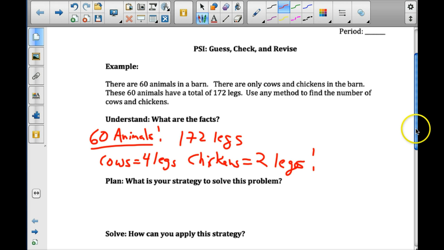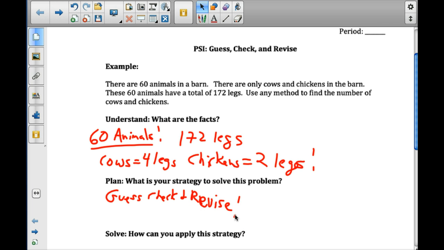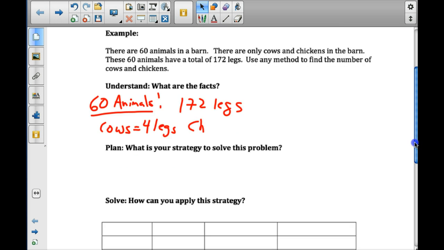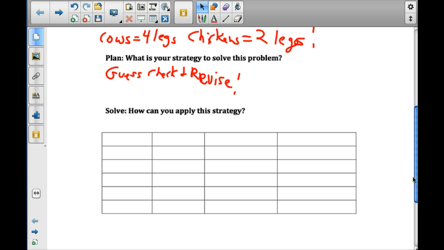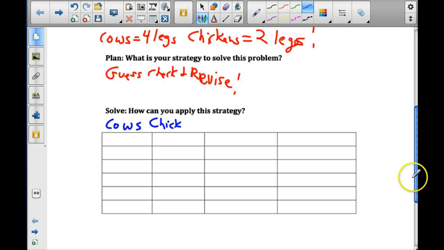We're definitely going to use our guess, check, and revise. This is real similar to the problem we just did with the tickets and the money. Look at how it's basically the same problem as the tickets and money, except we're using animals and legs. So, let's do our cows here and chickens here.